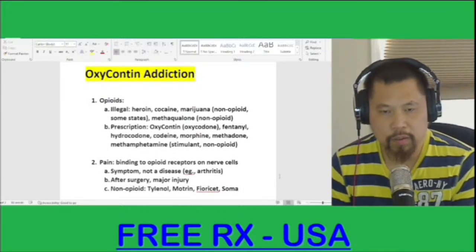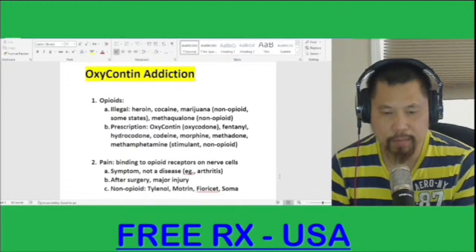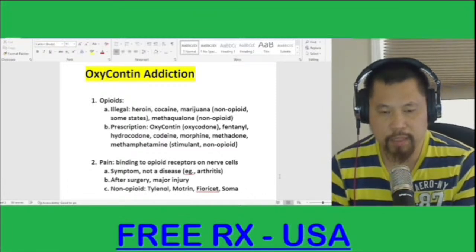So the best approach for OxyContin addiction: when it's severe pain or major injury, you choose the medication as instructed by your doctor. You may check to make sure you don't have side effects. You may use non-opioid pain relief medication, Tylenol, Motrin, when you have a pain symptom instead of the opioid.